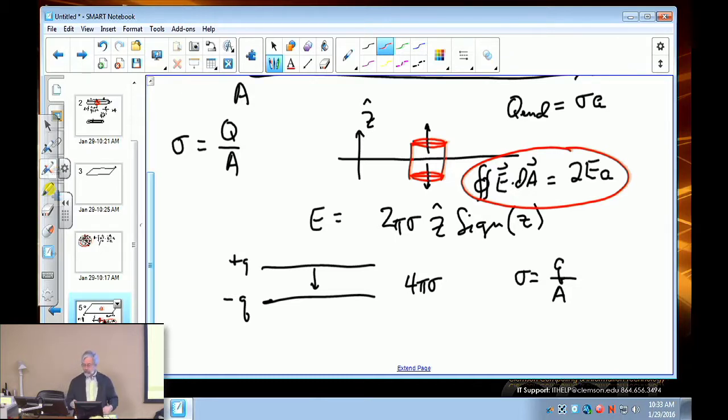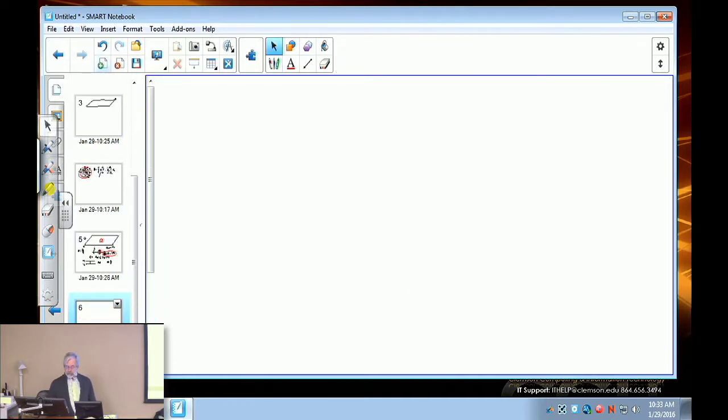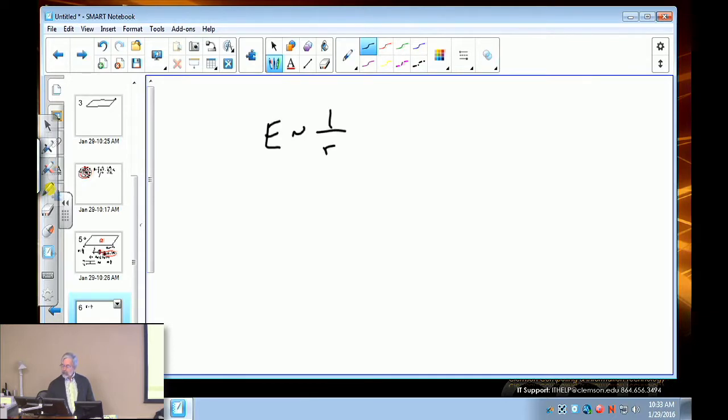The other reason for doing this is that it illustrates the three different kinds of fields. The electric field goes like 1 over r squared for either a point source or spherical charge. E goes like 1 over the distance for a cylindrical geometry or a wire. And E goes like a constant for a planar geometry.